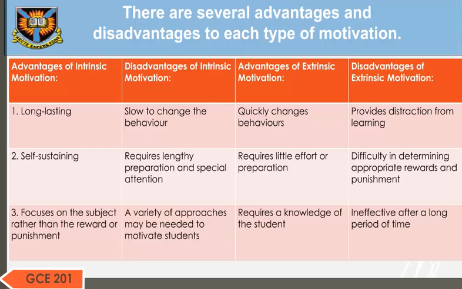Advantages of extrinsic motivation: quickly changes behavior, requires little effort or preparation, requires a knowledge of the student. Disadvantages of extrinsic motivation: provides distraction from learning, difficulty in determining appropriate rewards and punishment, ineffective after a long period of time.